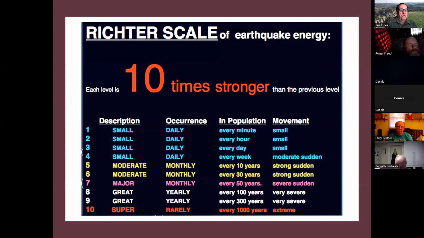And by the way, there's no reason that we can't have a magnitude 12 earthquake. The scale doesn't stop at 10. Okay, that we could have a magnitude 12 earthquake. It's never happened. The largest earthquake that we recorded is a 9.2, which I believe was Sumatra back in the early 2000s.